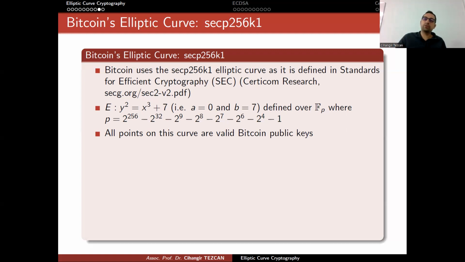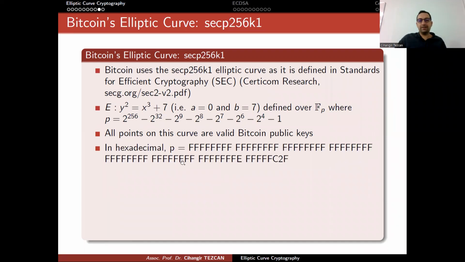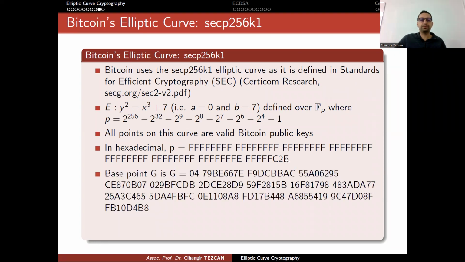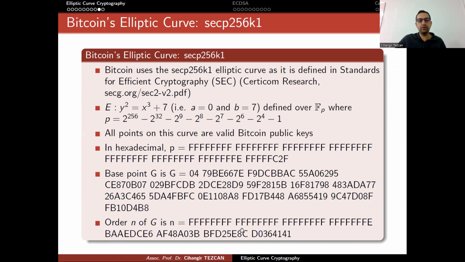So whenever you send Bitcoin to somebody, you are actually sending your Bitcoins to a point on the elliptic curve. Actually, a hash of it, so that the address looks somewhat smaller. In hexadecimal notation, this prime P is written like this. The base point G on this elliptic curve is chosen like this in hexadecimal notation, and the order of G is n, and it is this.